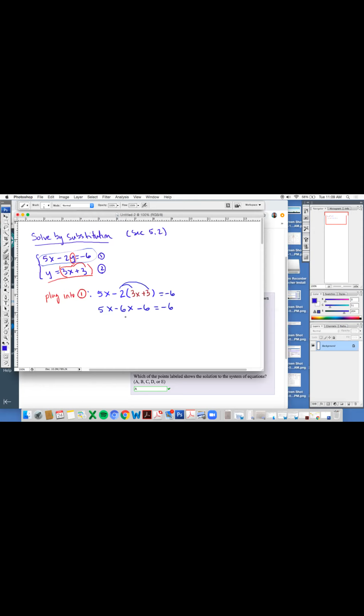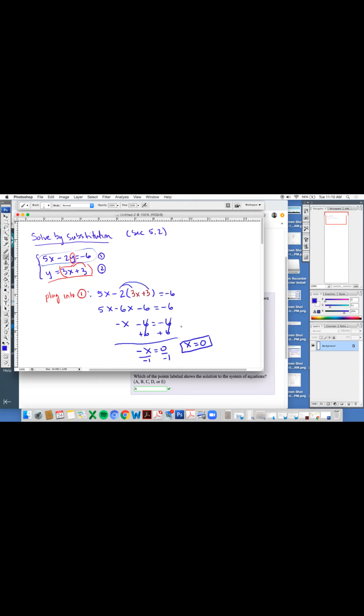So we're going to combine these. I get negative x minus 6 is negative 6. Add 6 to both sides. Cancel these out. We get negative x equals 0. Okay? Divide both sides by negative 1. And I get positive x. 0 divided by negative 1 is 0. So I get x equals 0.